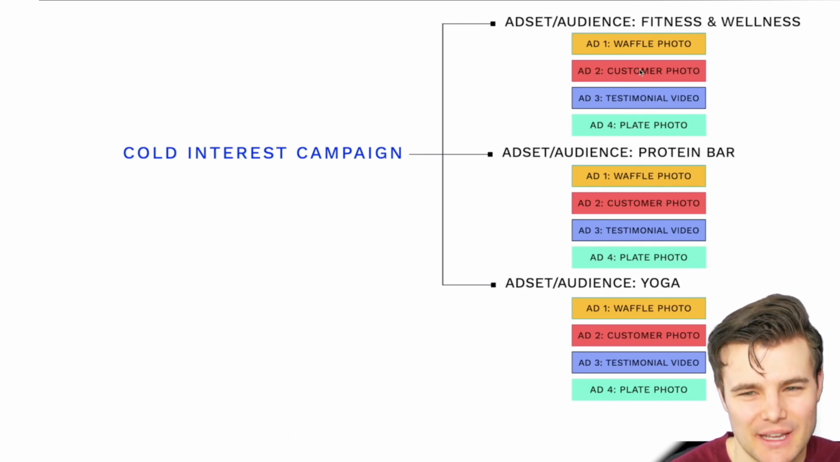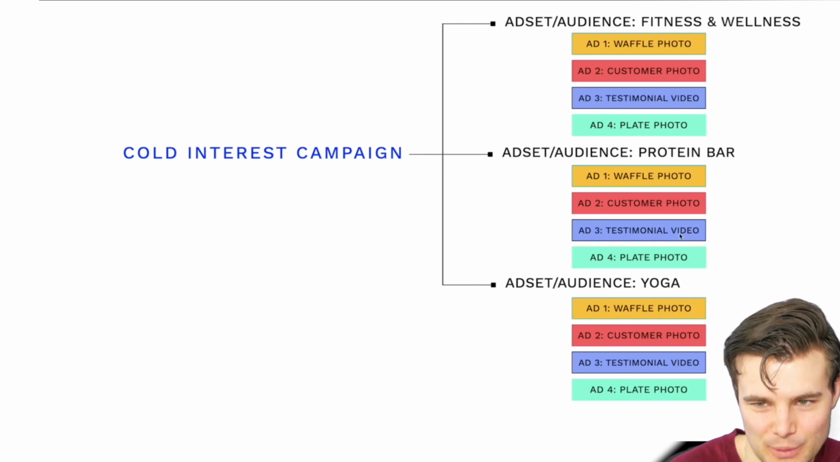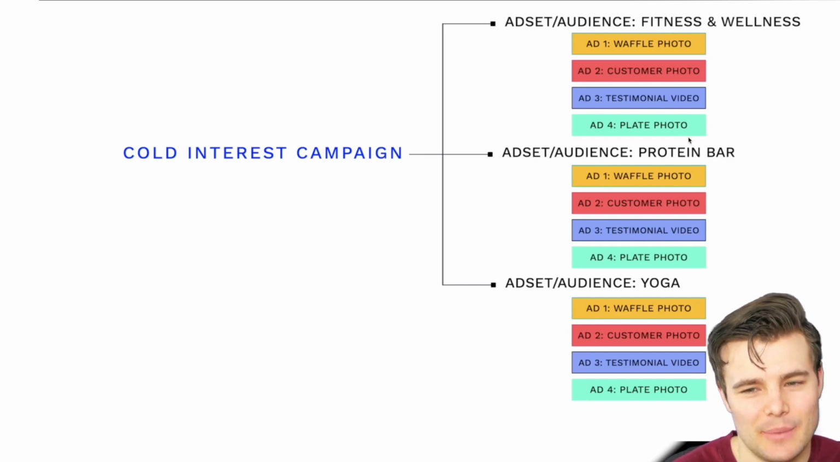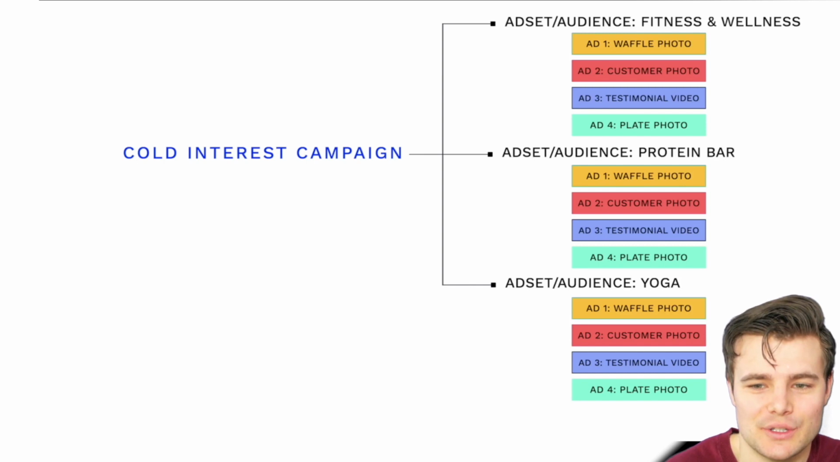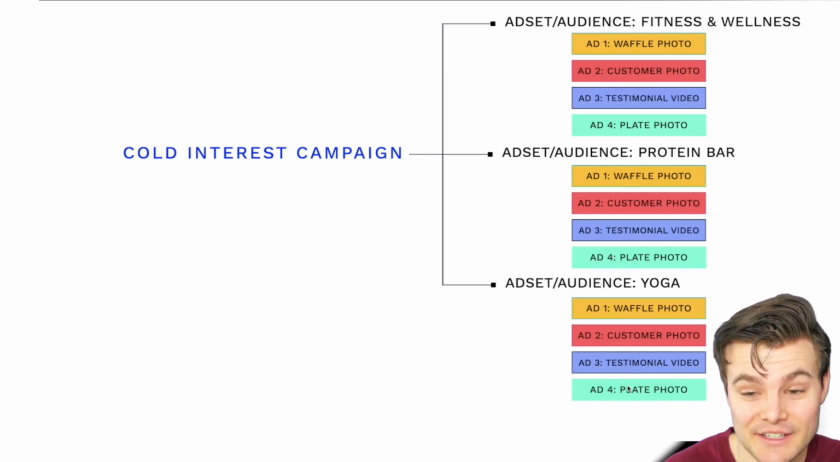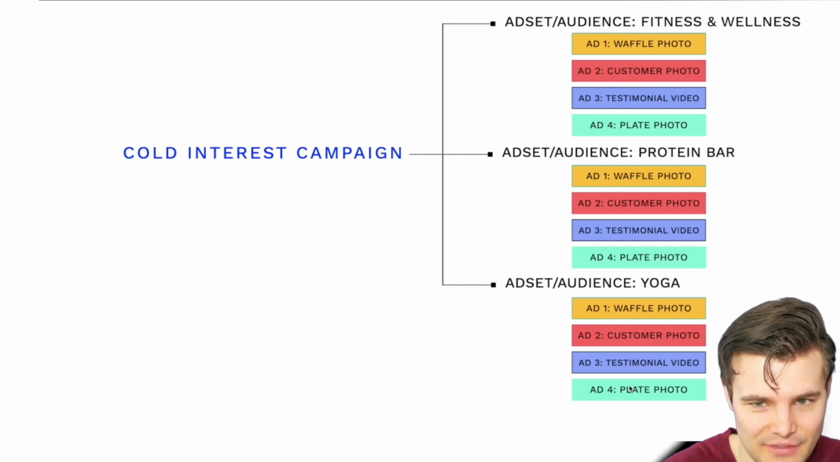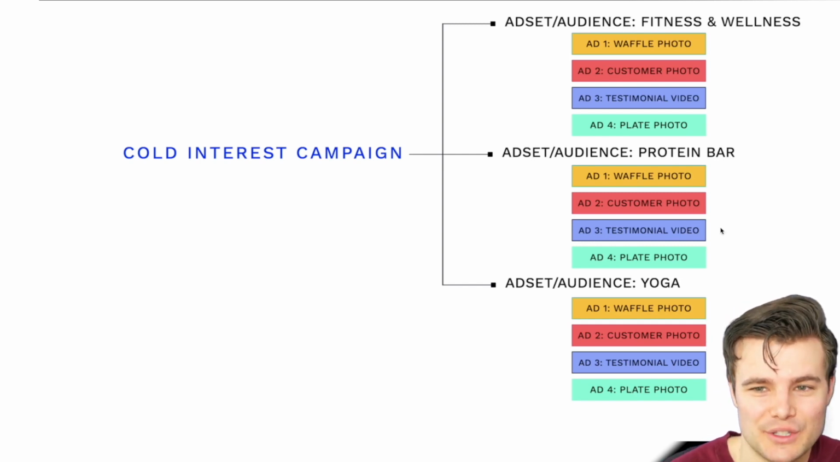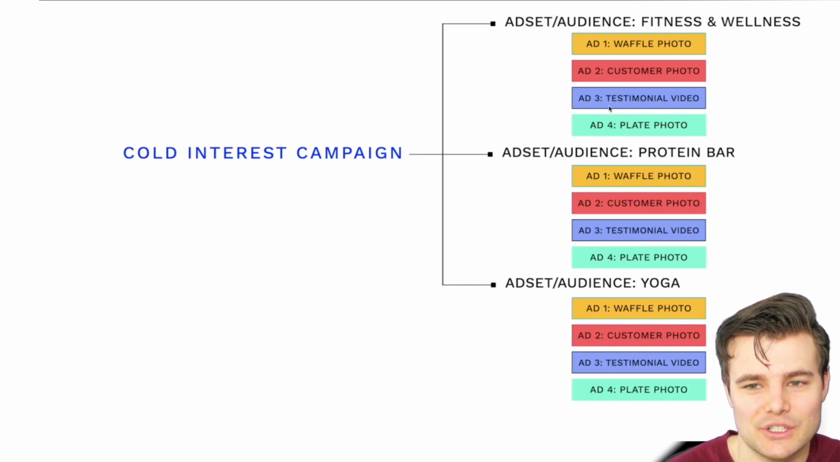So this way we can kind of see, oh, ad 3 worked really, really well with this audience. But since we have the same ads across the campaigns, we can really put enough spend into them to know whether they worked or not. And we can also say, oh man, ad 4 worked really, really well across all audiences. So we can kind of check that off as one of our best ads that we can use over and over going forward.